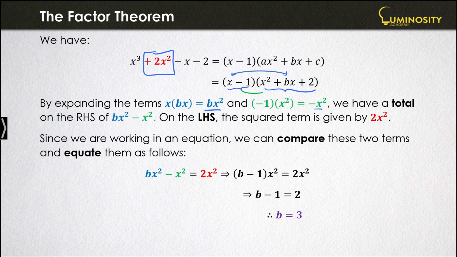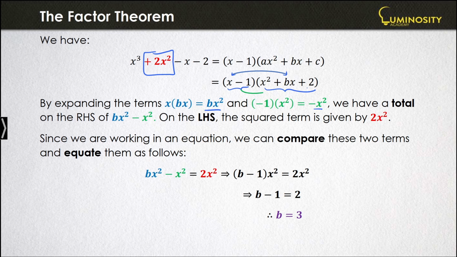And if you notice, if you take x with x squared, you'll get an x cubed, and x with 2 will just get 2x. The negative 1 with x squared gave us that negative x squared, the negative 1 with bx will give you negative bx, and the negative 1 with the 2 will give you negative 2. So you could choose to expand the full thing out and then compare both terms, but it's easier just to focus on one of them, which is the x squared terms.